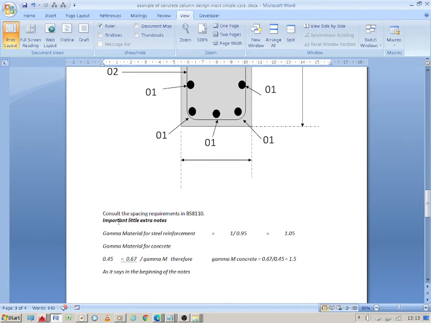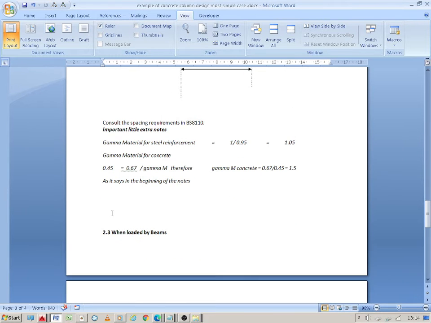Just a reminder as well, the little notes: gamma material for steel reinforcement is 1.05, gamma material for concrete is 1.5, and the 0.67 is not a material safety factor. Okay, so then back to the notes, the original lecture.